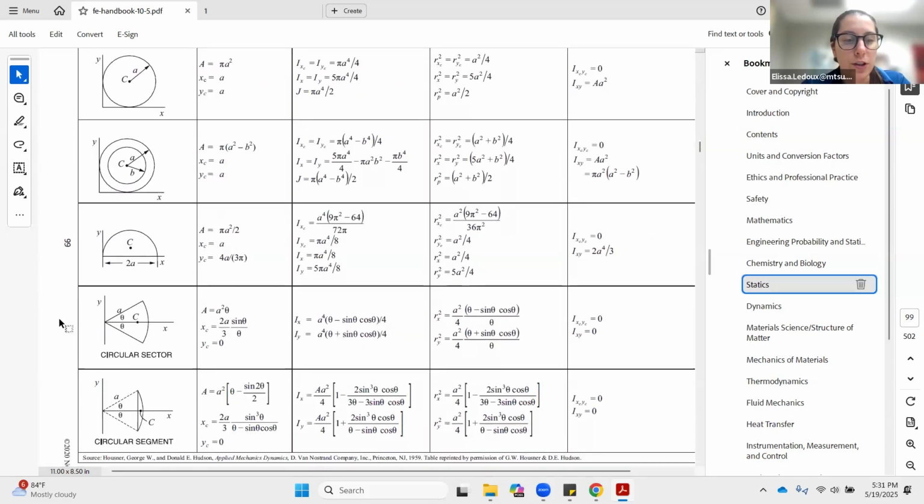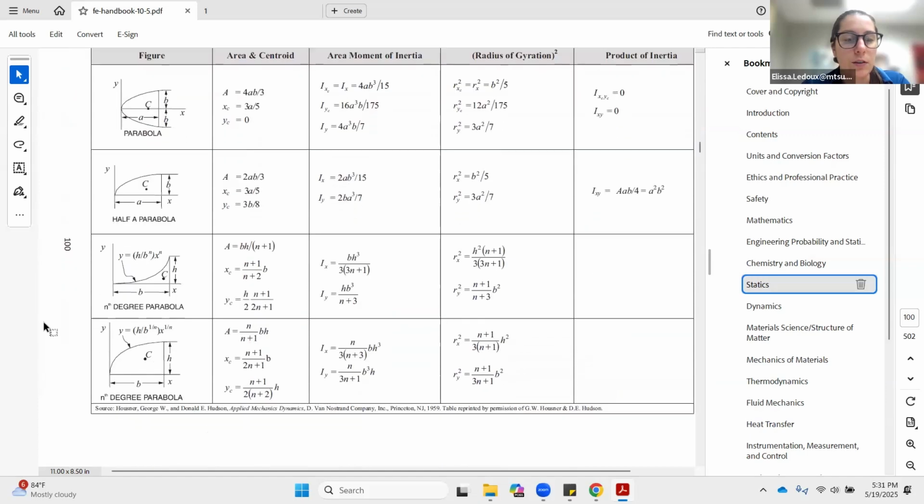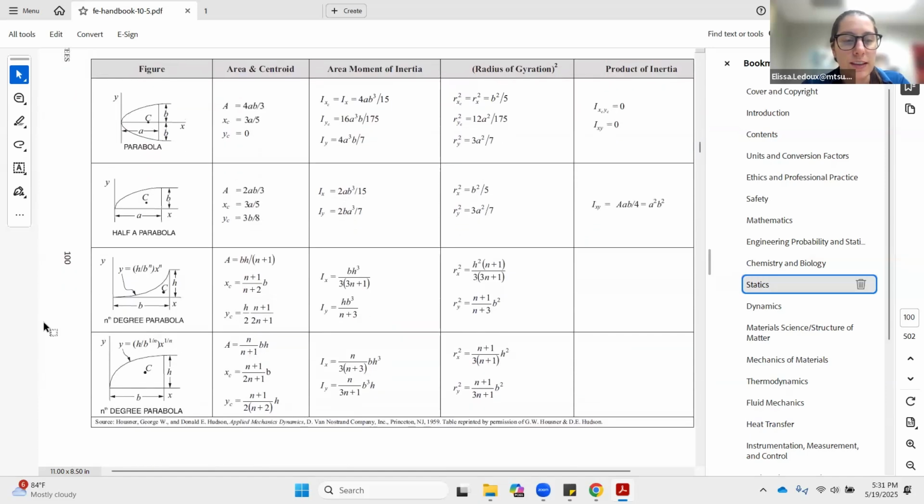Now this is for all the circular shapes, so similar formulas here, do the same thing. And then this is all for parabolic shapes, which is less likely for them to ask you about, but the formulas are here if you need them.